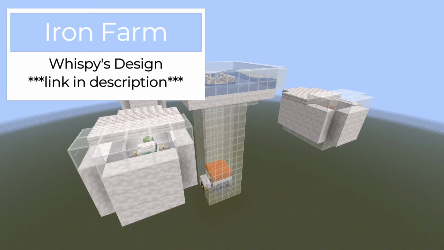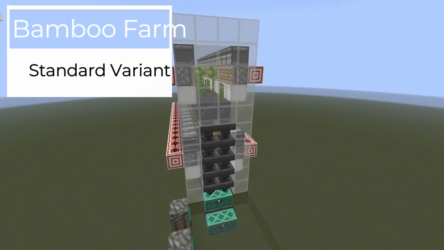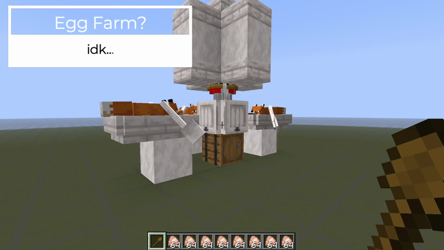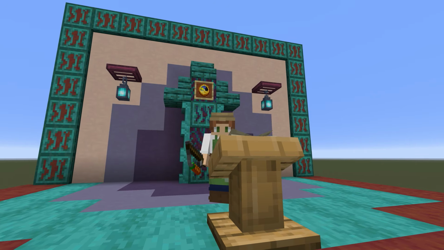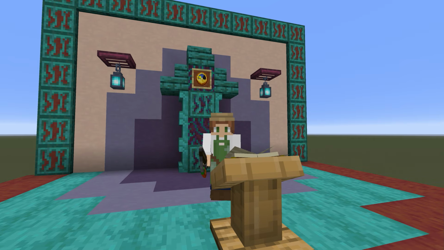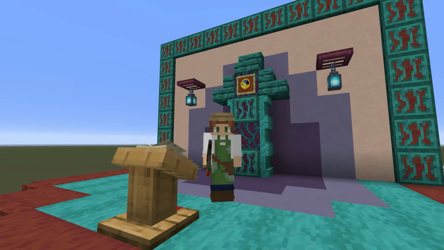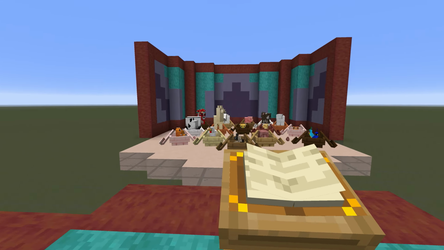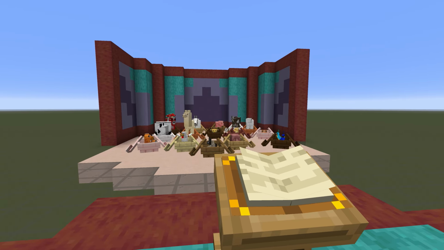So what is seriously lacking with the Etho hopper clock? Well, it's this. And this. And this. Well, there's a lot of things off about this. And you may be thinking, what in the world does an iron farm and a bamboo farm have to do with the Etho hopper clock? Well, it has nothing to do with the Etho hopper clock directly, but it has everything to do with what the Etho hopper clock could solve.